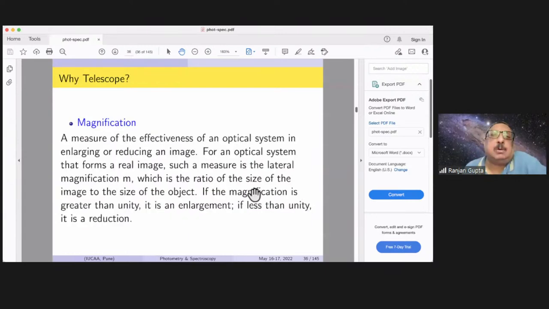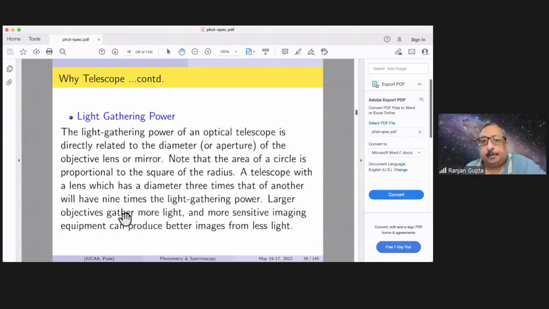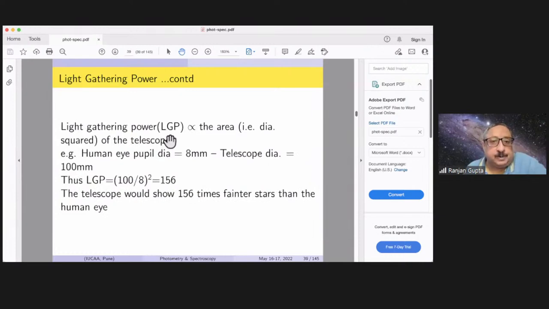So what are the main advantages of this? One is magnification, which we already elaborated, that the bigger the telescope, your angle is reduced. So that comes from the focal length of the objective by the eyepiece. And the other bigger advantage of a telescope is light gathering. The bigger the primary mirror or primary lens, you are collecting more and more light. So the 1 by R square law plays here. And the light gathering power is proportional to the area.